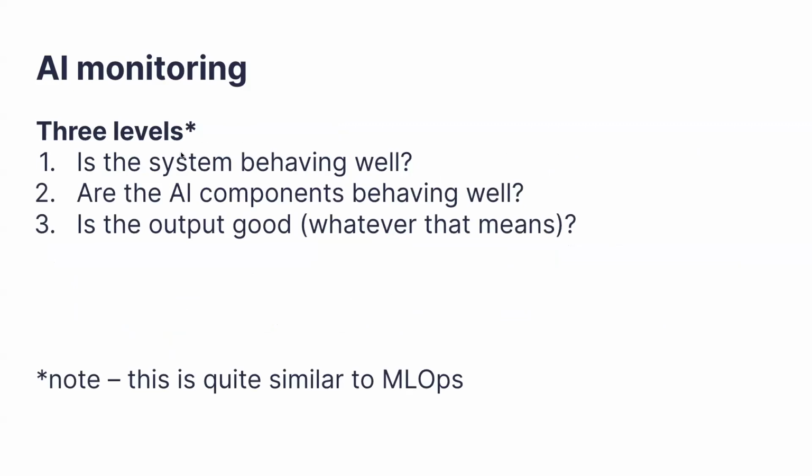Cool. So I want to talk about three levels of monitoring here, three things you want to get out of your telemetry system. One, is the system behaving well? Two, are the AI components of the system behaving well? And three, is the output good, whatever that means, right? This is a similar construct to MLOps. I don't know if any of you are MLOps people, but that's my background, so it translates quite nicely. These are the same tiers of questions that you have, taking the standard of software DevOps and extending it out into the more nebulous questions of do the numbers make sense? In this case, does the text make sense?